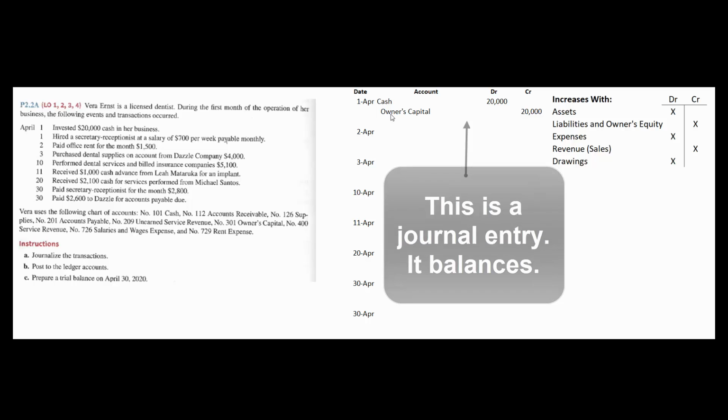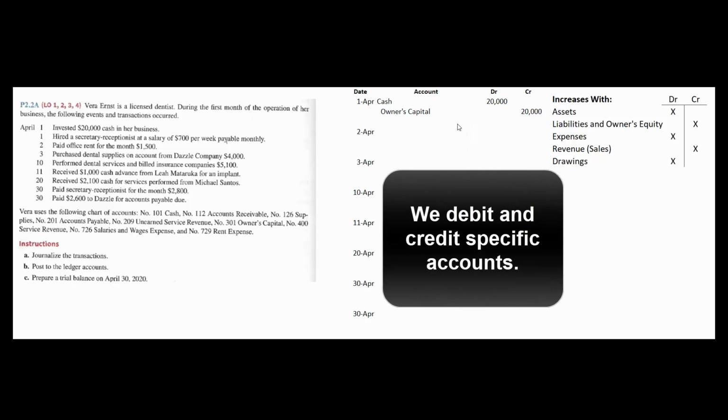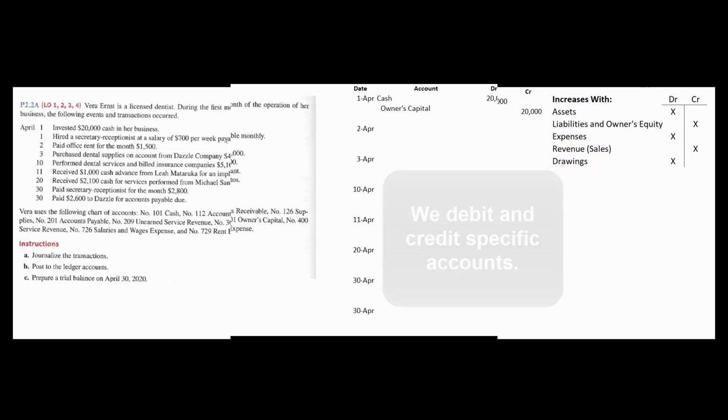We don't debit and credit sentences. We don't say owner invested capital. We say owner's capital. That's the name of that account.